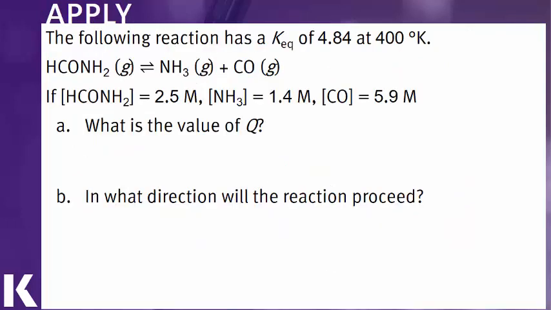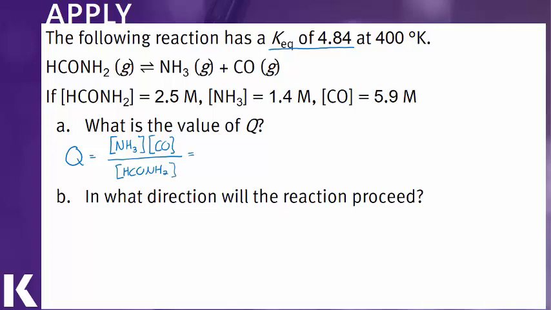So here we are given an equilibrium constant of 4.84. We have some concentrations, a reaction, and we need to determine both the value of Q and then based on that Q value, how this reaction will proceed. Now the first step is to write out our Q expression, which would be the concentration of products over the concentration of reactants. So for products, we have NH3 and CO, and then as our reactants, we have HCO and H2.